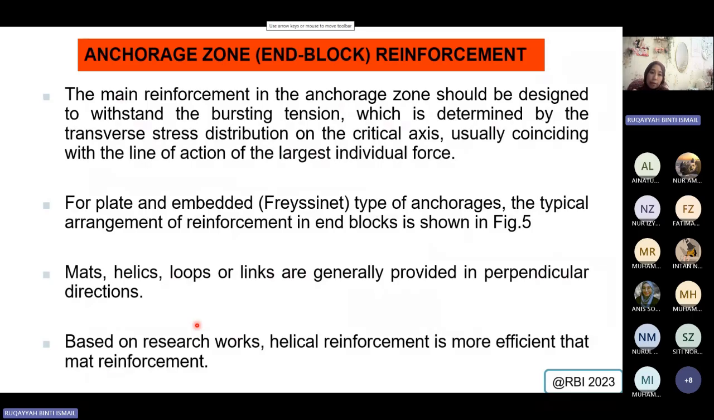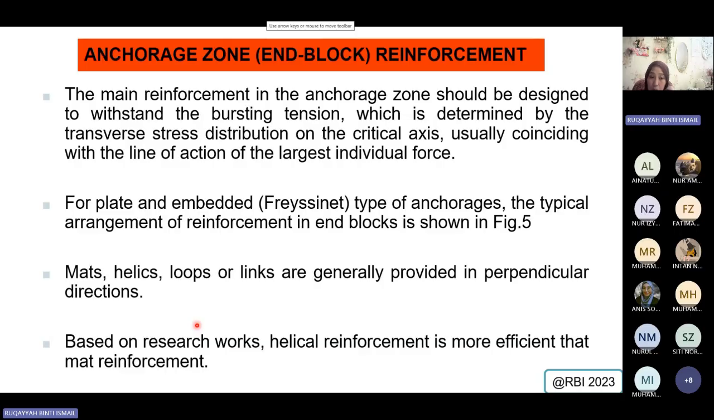Next, the anchorage zone, which is end block reinforcement. The main reinforcement in the anchorage zone should be designed to withstand the bursting tension, which is determined by the transverse stress distribution on the critical axis, usually coinciding with the line of action of the largest individual forces. For plate and embedded type anchorage, the typical arrangement of the reinforcement in the end block is shown in the figure.